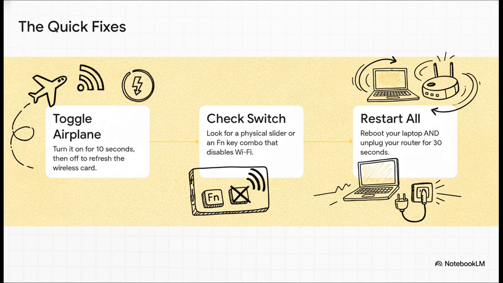First, toggling airplane mode on and off. It's like a tiny reboot just for your Wi-Fi hardware, forcing it to start fresh. Second, the physical switch. Super easy to miss, especially on slightly older laptops, so just give it a look. And finally, the classic restart. You know, it's a cliche for a reason. Rebooting both your laptop and your router clears out any weird, temporary software glitches that might be blocking the connection.